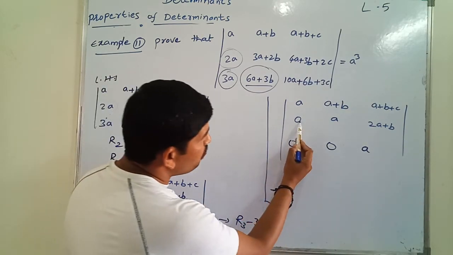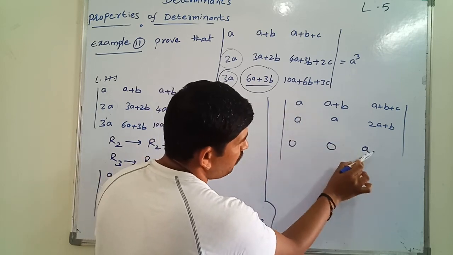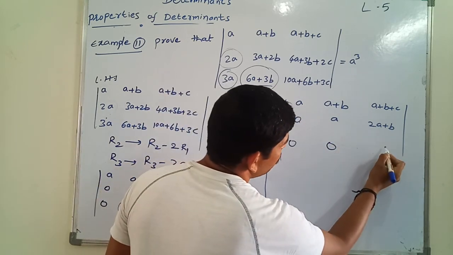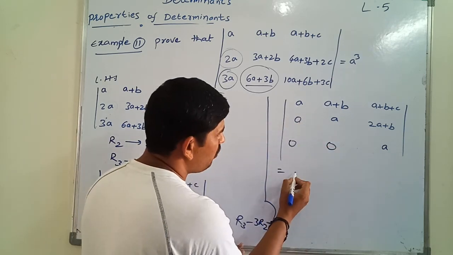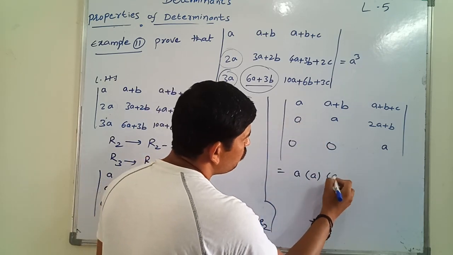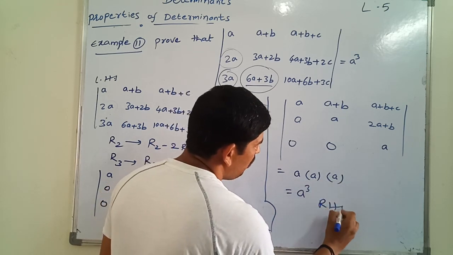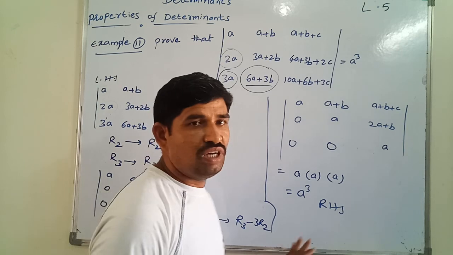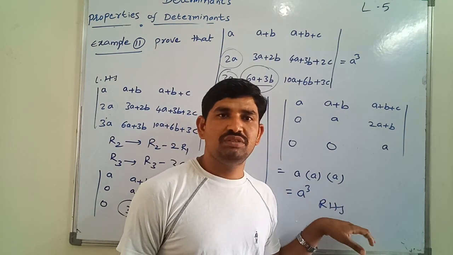After having the 3 places 0, directly we have to multiply the diagonal elements. These all are the diagonal elements, yes. Multiplying diagonal elements, a into a into a means a cube. This is the RHS. Do all of you understand? Okay, we can continue the remaining questions in the next class.